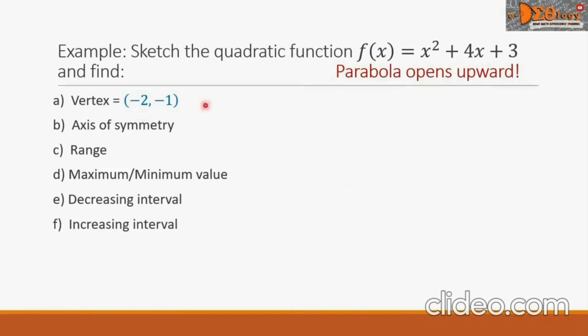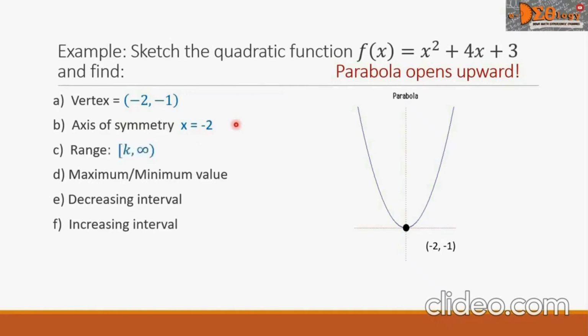Since we have the vertex, we can draw now the parabola. This is now our parabola, and the parabola opens up. Let us compute now for the axis of symmetry. This line here. We have the formula, and this h is simply the negative 2. So we will just replace this h by the negative 2. So we have now x equals negative 2. And this is now the axis of symmetry.